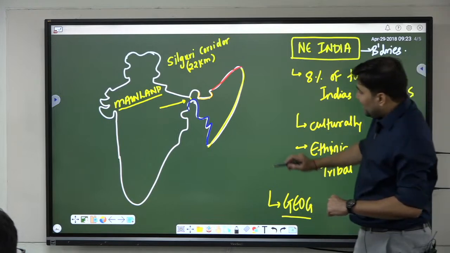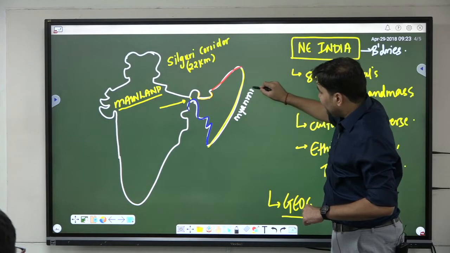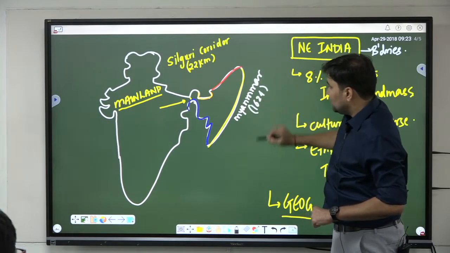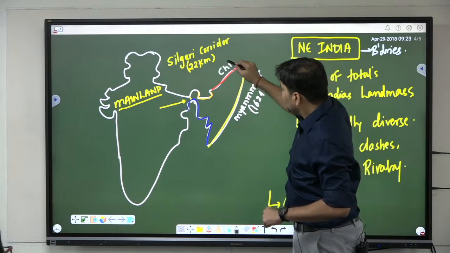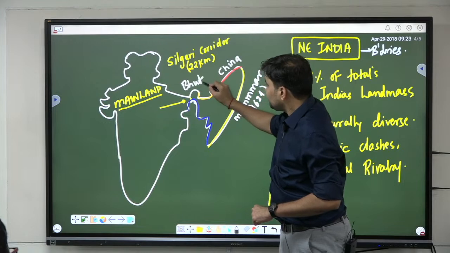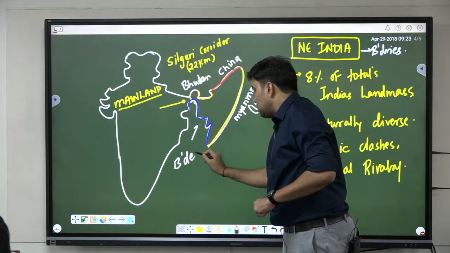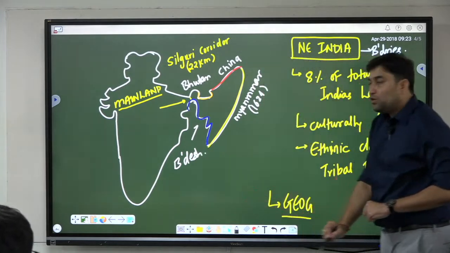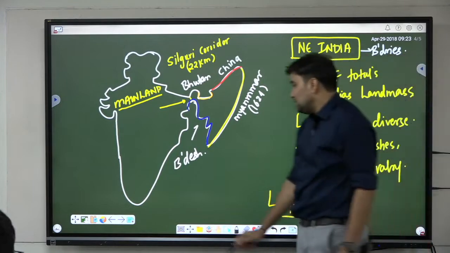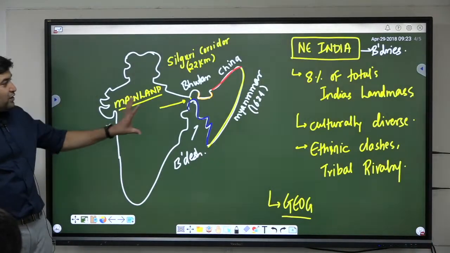Example, along with Myanmar, it has a 1624 kilometers boundary. This is your China, this is your Bhutan, this is your Bangladesh, right? So this is your Northeast India. Imagine, I hope that you are getting the idea. I will come to this point, that is basics of insurgency, everything. But before that, just try to understand Northeast India.